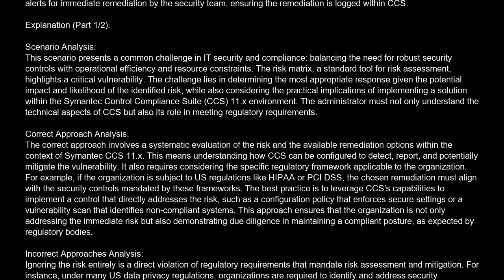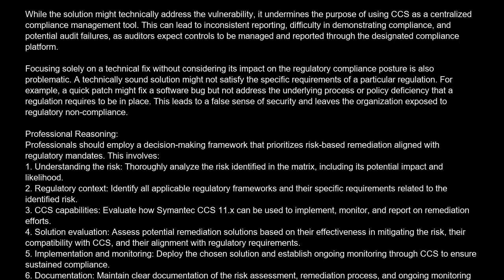Implementing a solution that is not supported or manageable by Symantec CCS 11.x creates an operational gap. While the solution might technically address the vulnerability, it undermines the purpose of using CCS as a centralized compliance management tool. This can lead to inconsistent reporting, difficulty in demonstrating compliance, and potential audit failures, as auditors expect controls to be managed and reported through the designated compliance platform.